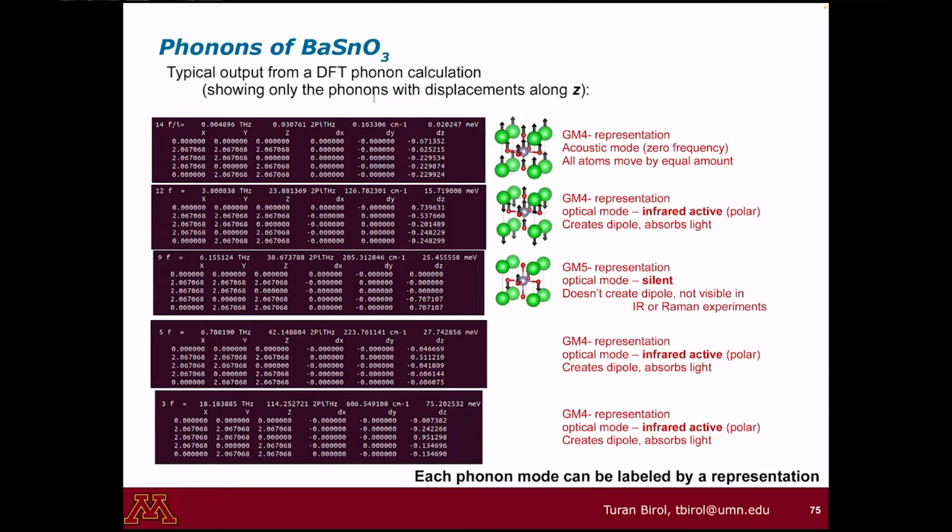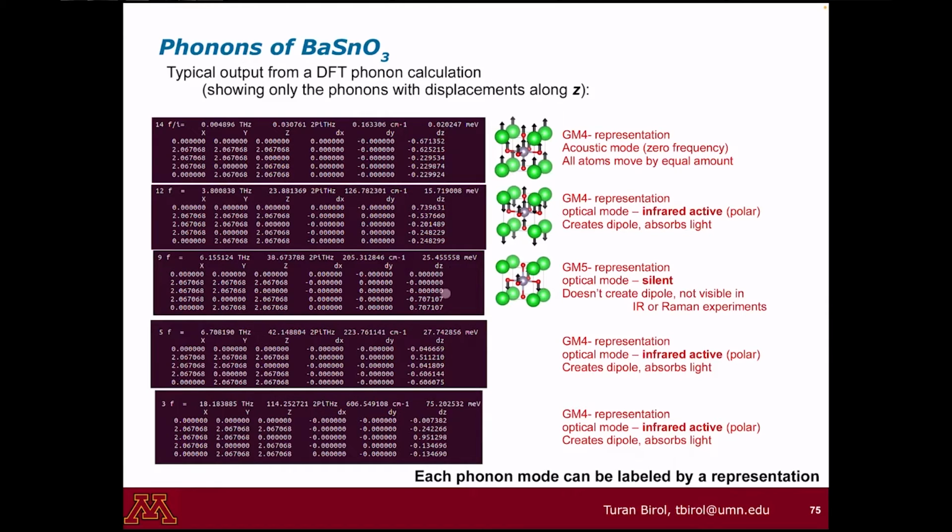And the frequency of these acoustic modes, since they are just a translation of the whole crystal, is supposed to be zero. Here you see the frequency is very small. It is never exactly zero in DFT. You discretize the reciprocal space using a finite K-grid. As a result, you don't have perfect translational symmetry in our calculations, and the acoustic modes are never at zero frequency. But the smaller these numbers are, the better. So this is a good measure of the quality of your calculation.